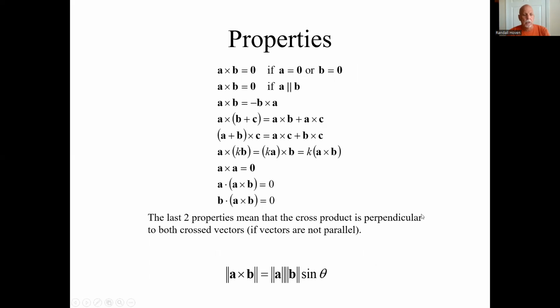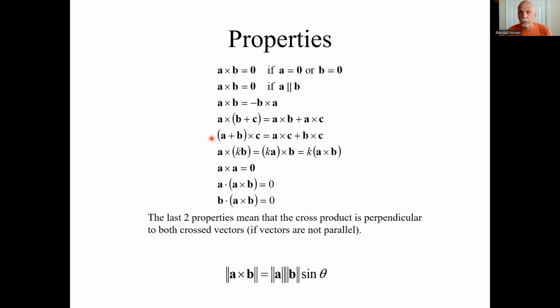Some properties. A cross B equals 0 if either A or B is 0. A cross B is 0 if A and B are parallel. A cross B is not the same as B cross A. In fact, it's the negative of it. This is called anti-commutative. It's not commutative, it's anti-commutative. So order matters. Dot product was commutative, order did not matter. Cross product, it matters.